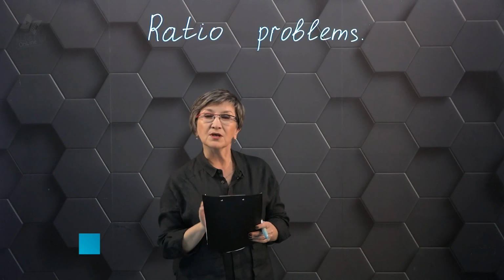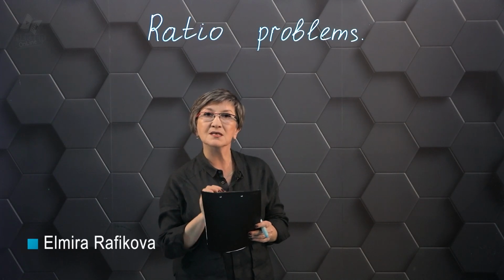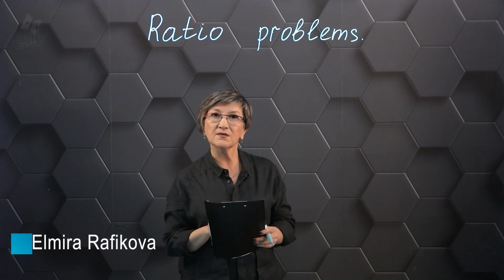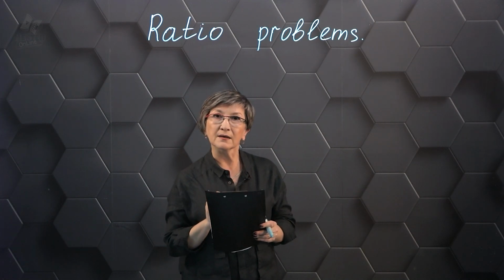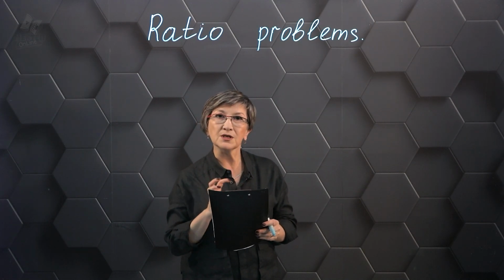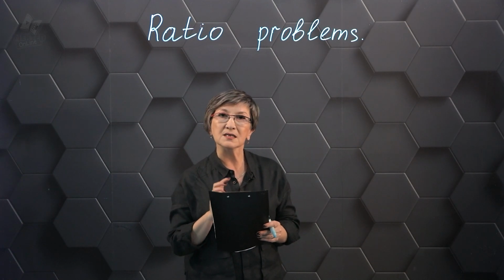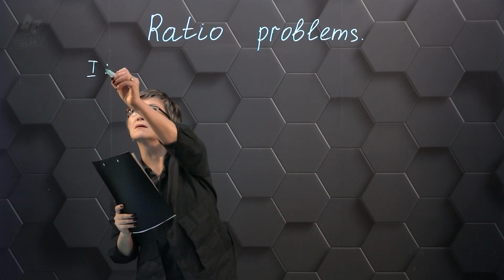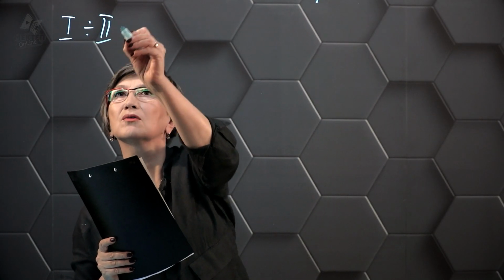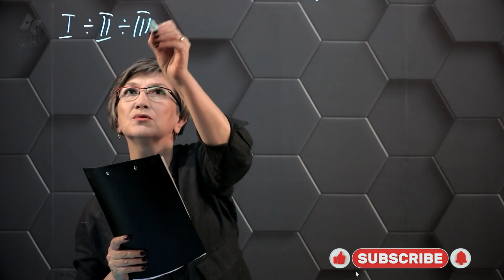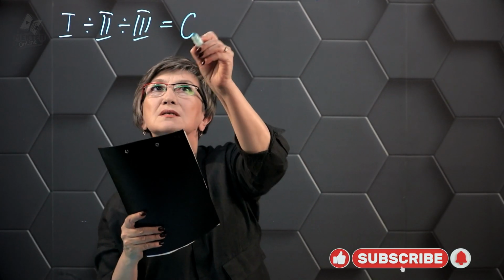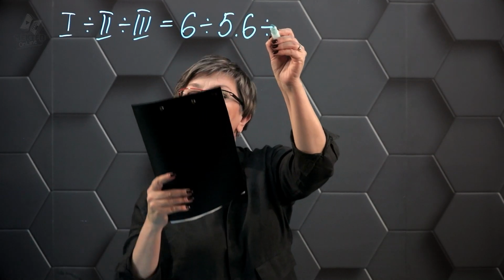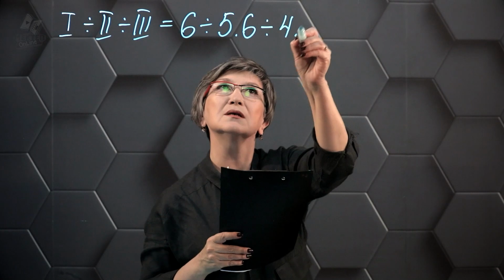Hello, today in the lesson we will solve another problem on the ratio of magnitudes. The condition of the problem: travelers have been traveling for 3 days. The ratio of the distance they traveled in 3 days is equal to the first day, the second day and the third day, just as 6 relates to 5.6 tenths and relates to 4.4 tenths.